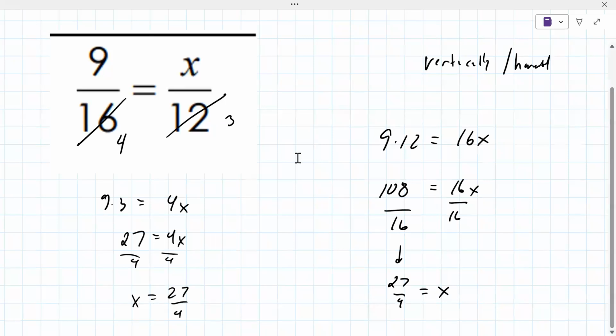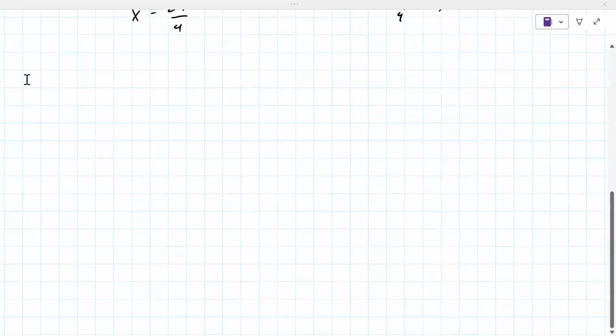Yeah. And that's it. There's nothing else you can do. Sometimes they're not as nice as you want. They're not friendly. We like them when they're nice whole numbers, but maybe not always the case.